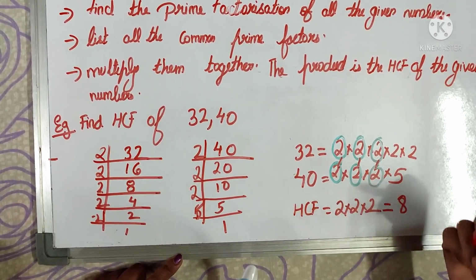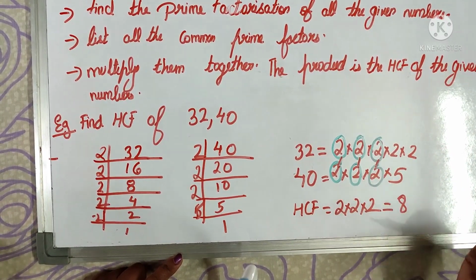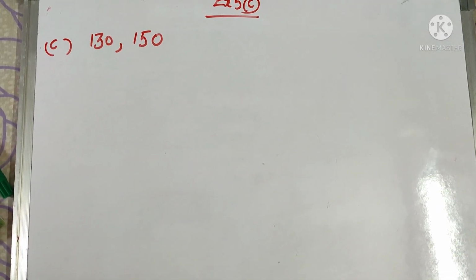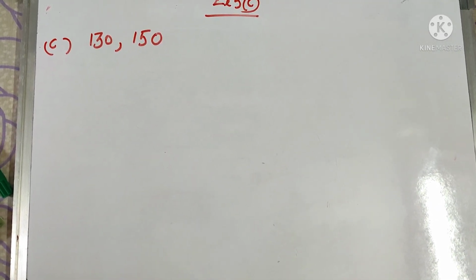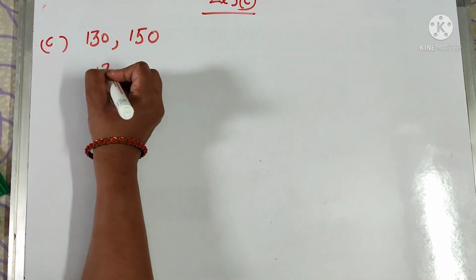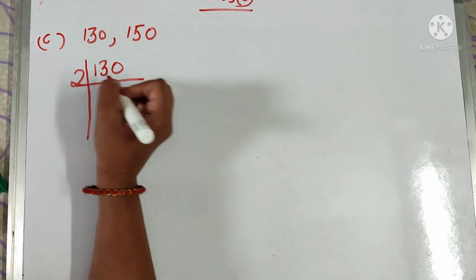Similarly, let us solve one more example so that you will get clear about this method. Now let us find the HCF of 130 and 150. First we will do the prime factorization of 130.